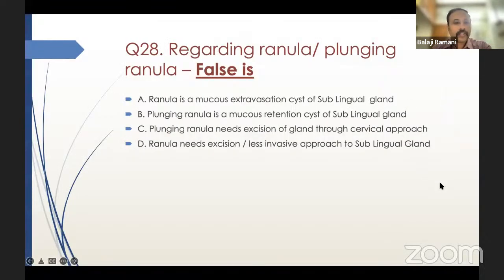Regarding ranula and plunging ranula, which is the false statement. Ranula is a mucus extravasation cyst of the sublingual gland. Plunging ranula is a mucus retention cyst of the sublingual gland. Plunging ranula needs excision through a cervical approach. Ranula needs excision or a less invasive approach to the sublingual gland. Which do you think is the false statement here?